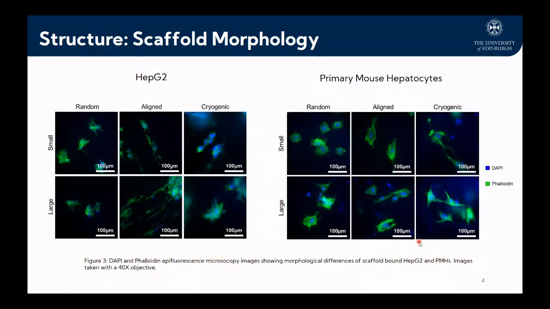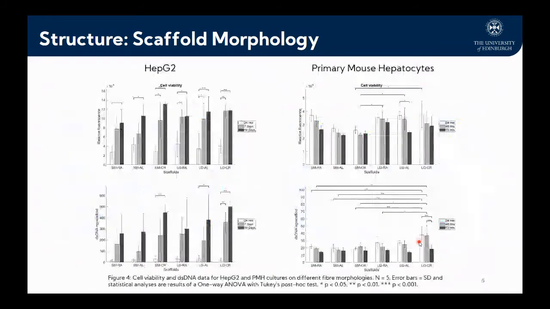And so here you can see the cells, and you can see how the fiber architectures have affected the morphology of the cells on the scaffolds. Our cell viability and DNA data indicated that there was more room for proliferation on some of the scaffolds with larger pore structures. In particular, looking at the large cryogenic, we also saw higher levels of cell attachment within the wide pores.